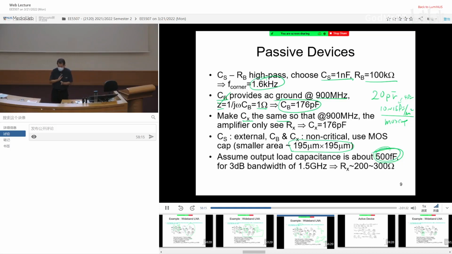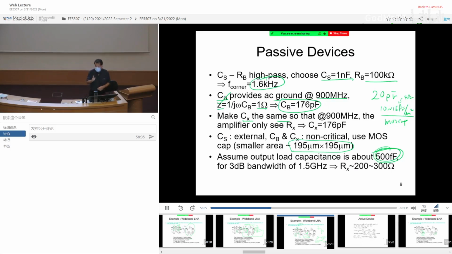Again, design is not like one hit. You have to come up with some number. If it doesn't match, do iteration. If you overestimate 500 femto, next time you make it smaller. If you underestimate, next time you make it larger. And then adjust your calculation accordingly. So here I just do some rough calculation, so probably about 500 femto.